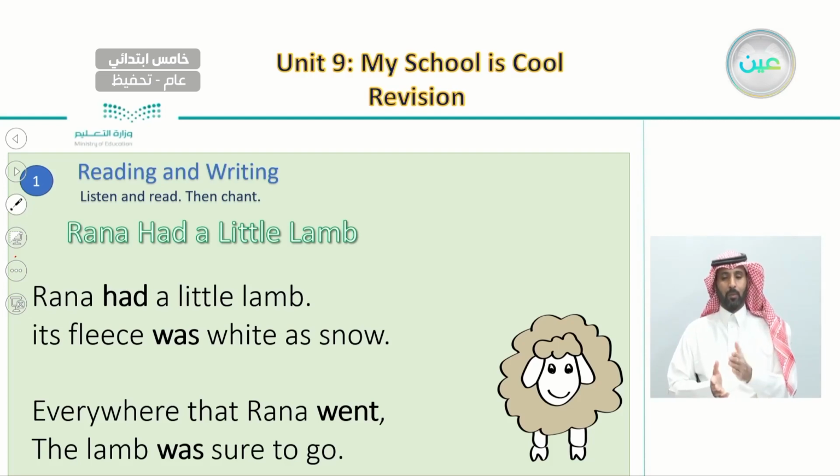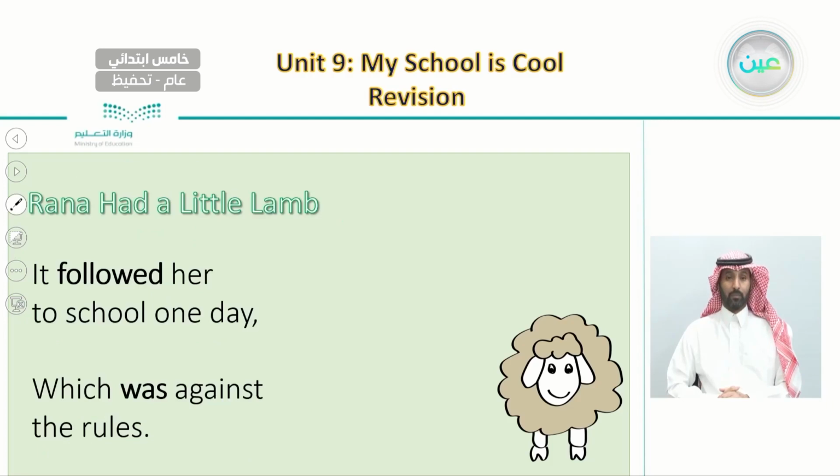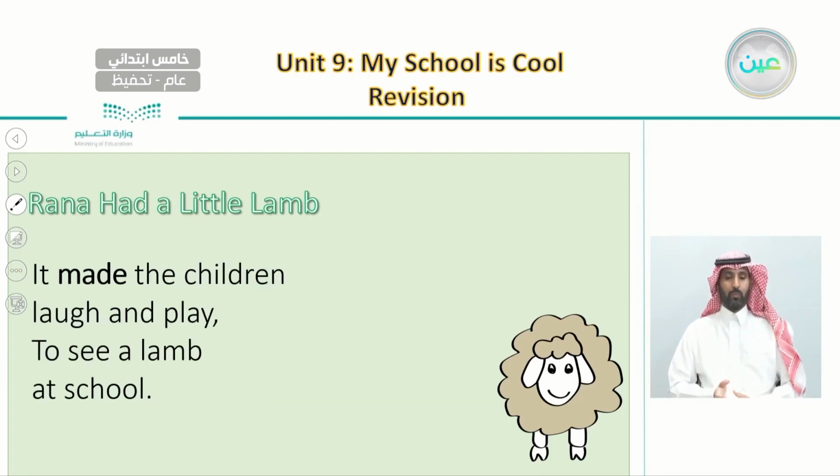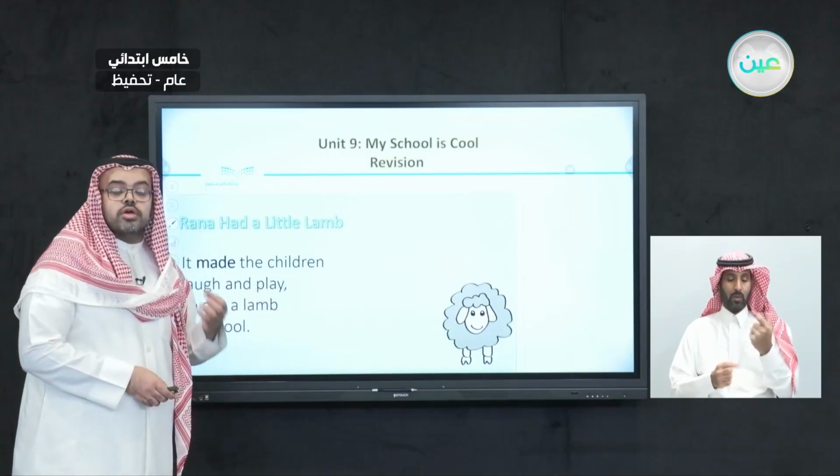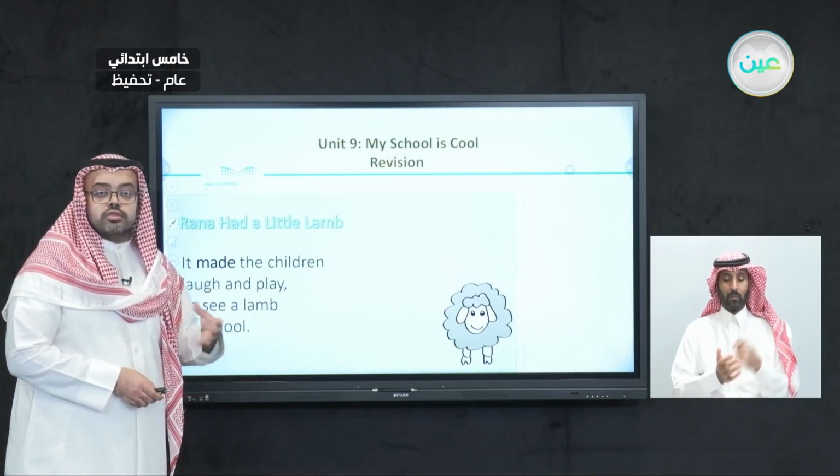Now let's see the second part and see how many verbs we have in the past tense. So here in the second part we have followed, and also we have was. So here we have 2 words, followed and was. And finally, in the last part, we have the verb made, which is also in the past. So now we have 7 verbs that were written in the past.